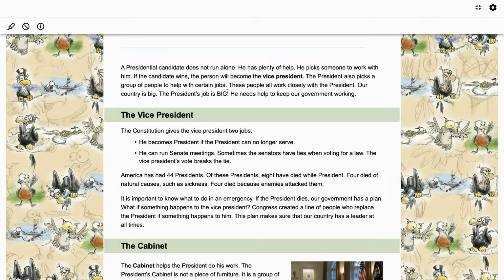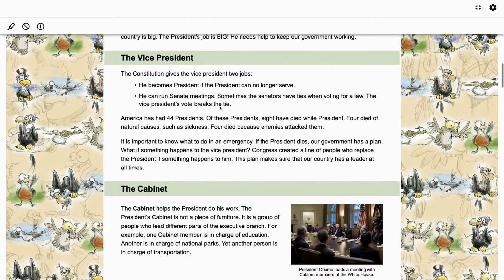A presidential candidate does not run alone. He has plenty of help. He picks someone to work with him. If the candidate wins, the person will become vice president. And the president also picks a group of people to help with certain jobs. These people all work closely with the president. Our country is big, and the president's job is big. He needs help to know our government is working.